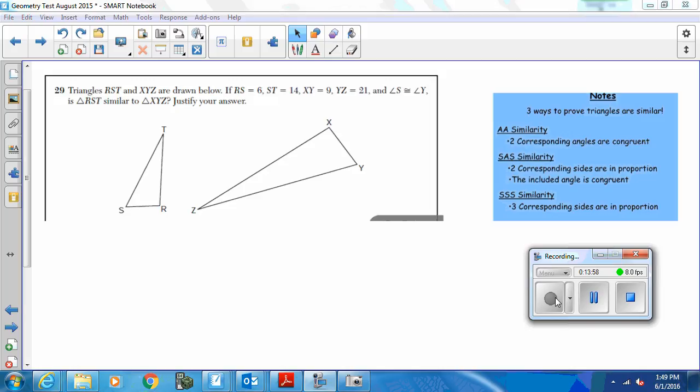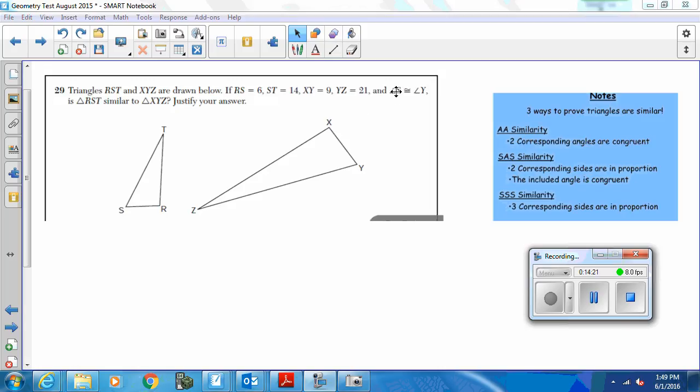So sometimes you know triangles are similar and you can use that to find something. Here you're given information and you have to figure out, are they similar? So here are three ways to prove triangles are similar. First off, AA similarity, which is angle-angle similarity. If two corresponding angles are congruent, then the triangles are similar.